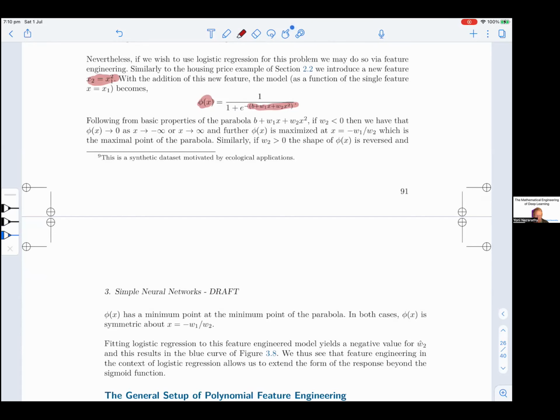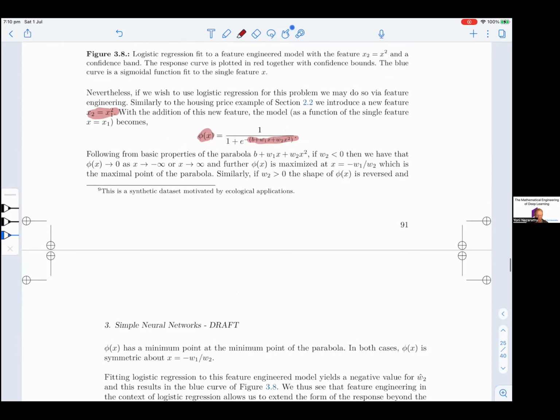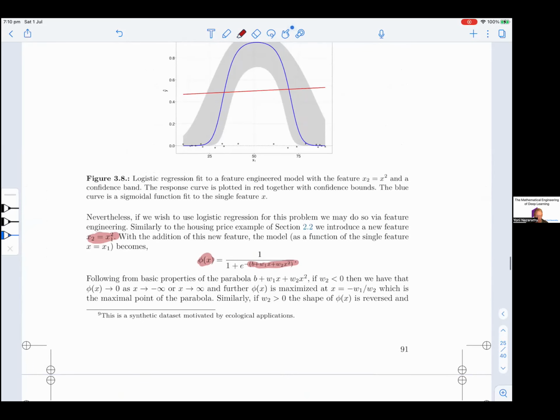Following from basic properties of the parabola, b plus w1x plus w2x squared, if w2 is less than 0, then we have that phi of x goes to 0 as x goes to negative infinity, or x goes to infinity. So we've got this type of thing happening here. And further, phi of x is maximized at this x, which is a maximal point of the parabola.